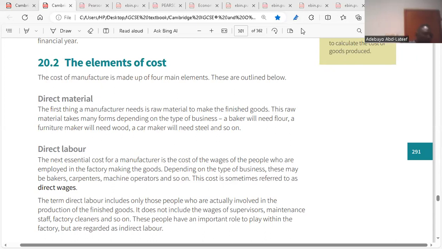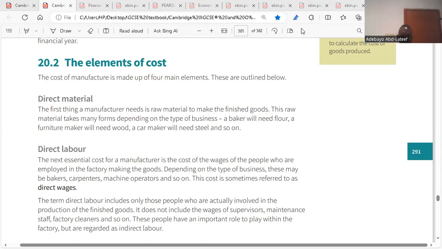When we talk about direct labor, we're talking about workers who are engaged in the production, in the conversion of those raw materials into finished goods. Here they said the next essential cost of a manufacturer is the cost of the wages of the people who are employed in the factory making the goods. Depending on the type of business, this may be bakers, carpenters, machine operators, and so on. This cost is sometimes referred to as direct wages. So we call it direct labor or direct wages. These are the costs of those that are linked with the manufacturing of those goods. I think that is clear.